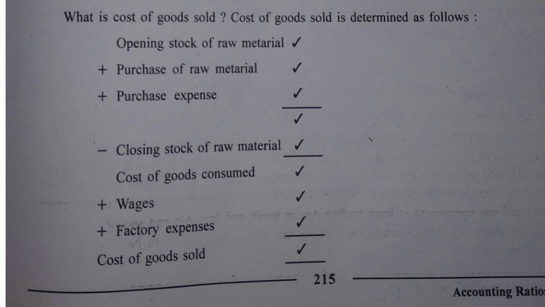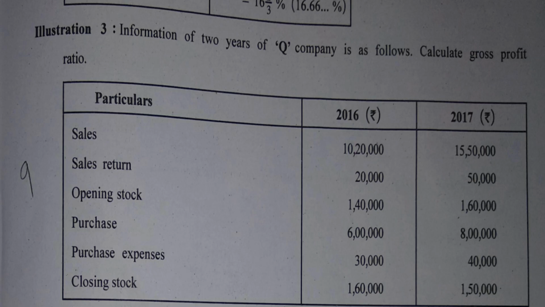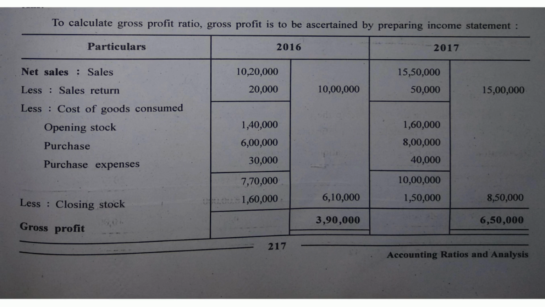The long formula you are supposed to apply in illustration 3. To calculate gross profit ratio, gross profit is to be ascertained by preparing an income statement. You can see here, firstly, for the year 2016, what is net sales? It is 10 lakh 20,000 minus 20,000, as per the question.